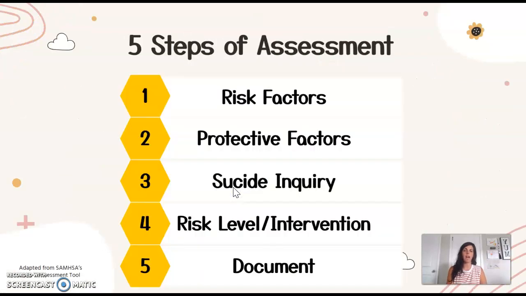All right, so you can see there are 5 steps of assessment. We're going to be looking at identifying risk factors, protective factors, asking about suicide, what risk level you place the individual at, and then the 5th one is document. This is tailored towards a clinical setting, so there's not necessarily a documentation expectation that you have to do, but we'll talk about why it's important to record and keep track of assessments, for future assessments and also for liability reasons.